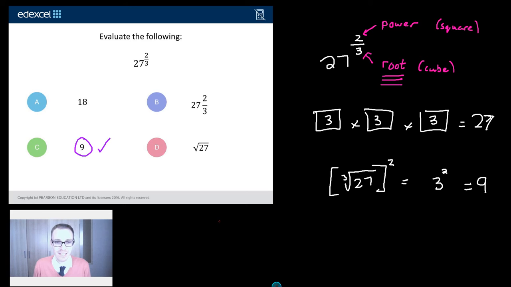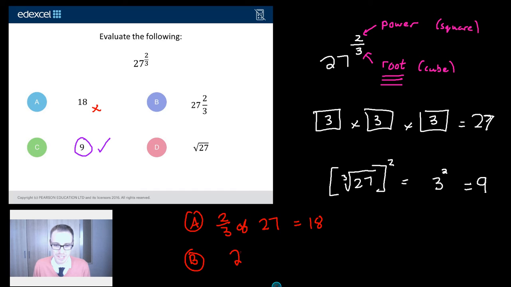And instead, they do 2/3 of 27. Because if you work out 2/3 of 27, well, 1/3 of 27 is 9 times 2, you end up with 18. So that's somebody who doesn't quite know what those powers mean. What about B? So that was A. B, 27 and 2/3. Well, I like this technique. Got to respect this.